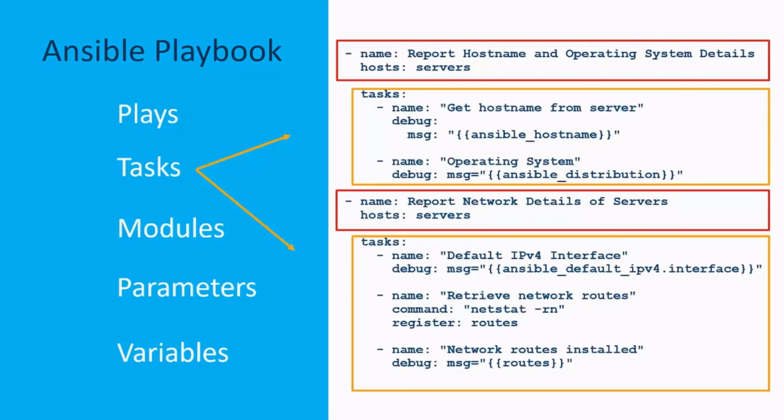We want to find out what the default IPv4 interface is. We want to retrieve the network routes using a netstat command. We're going to put that information into a variable and then show that information with the network routes installed.